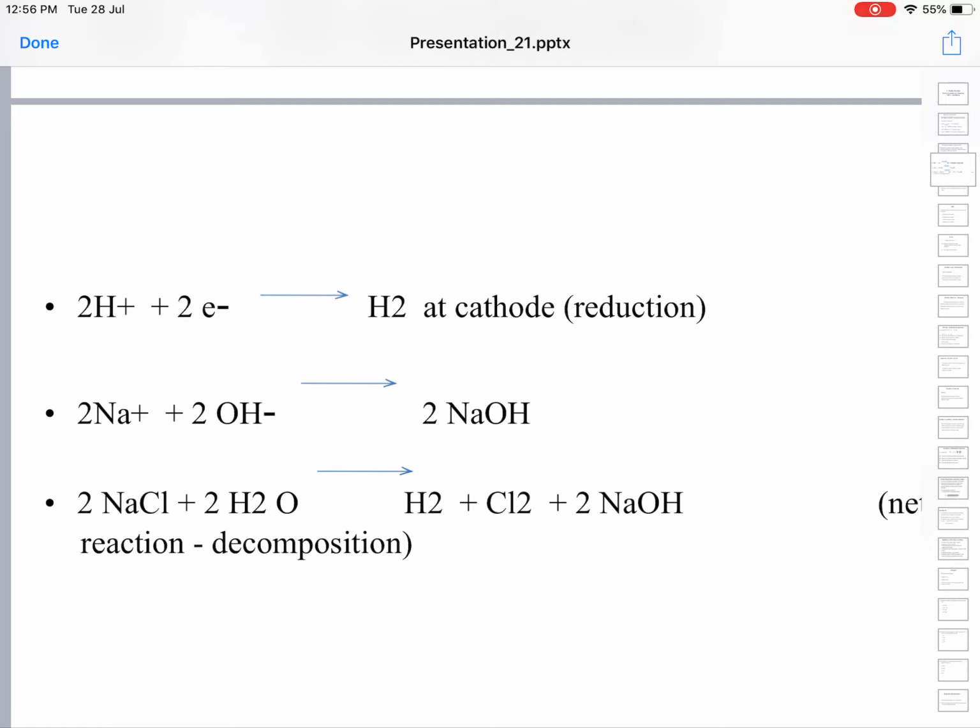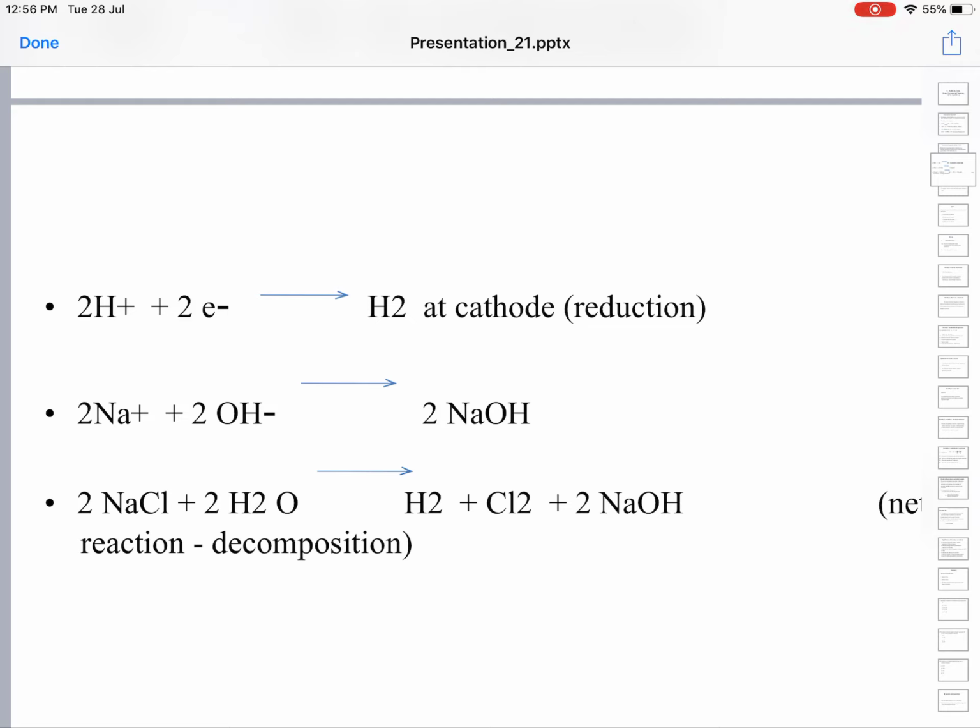So the general rule is that whenever two or more ions compete at the electrode during electrolysis for discharge, the ion with a lower discharge potential will be liberated or discharged first.